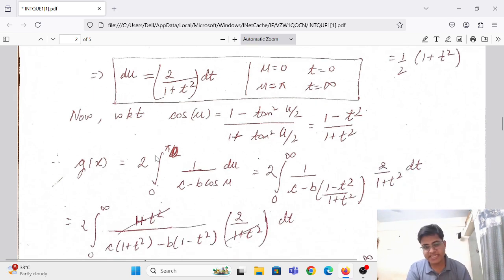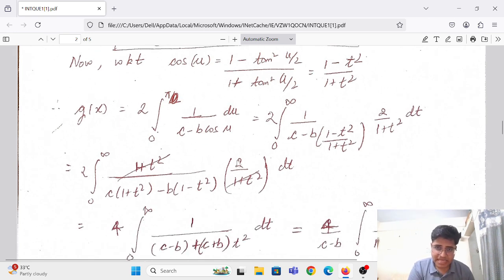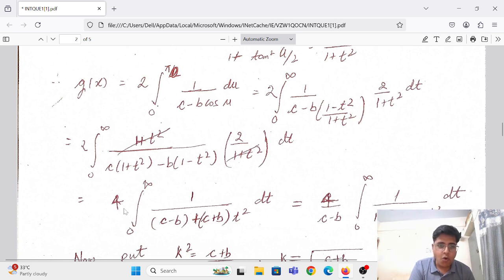And now g of x is 2 times the integral from 0 to pi of 1 over c minus b cos u du. We replace u and substitute it with t. So du becomes 2 over 1 plus t squared dt, and cos of u becomes 1 minus t squared upon 1 plus t squared, and it is c minus b, and over here we have 2. Now if we do some mathematical manipulation, we get c times 1 plus t squared minus b times 1 minus t squared, and 1 plus t squared goes in the numerator, where it cancels out with the 1 plus t squared in the denominator of the 2, and then 2 times 2 over here becomes 4.